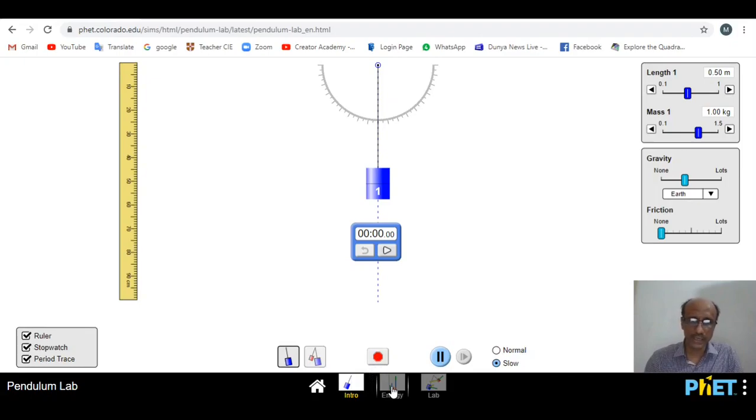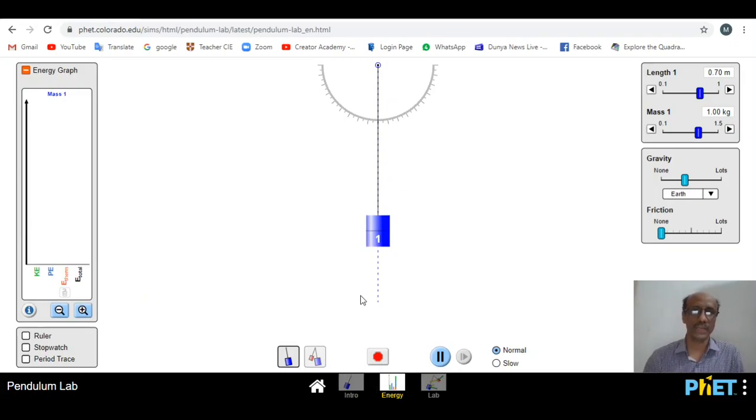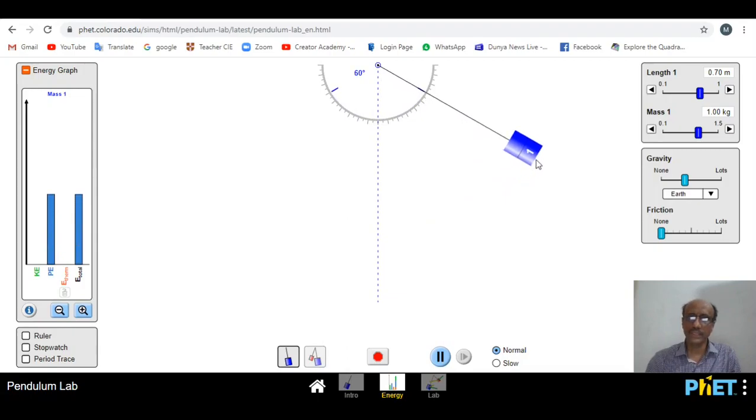Now moving towards the next thing, the energy, which is related to the O levels and A levels topic as well. On the left side, you can see the energy graph. There is the kinetic energy and the potential energy and the total energy and the heat energy as well. Because we have not introduced the friction, we only have to concern ourselves with the kinetic energy and the potential energy. So we will observe, no need for the time period because we have already done it previously. Okay, now fix it at 60 degrees.